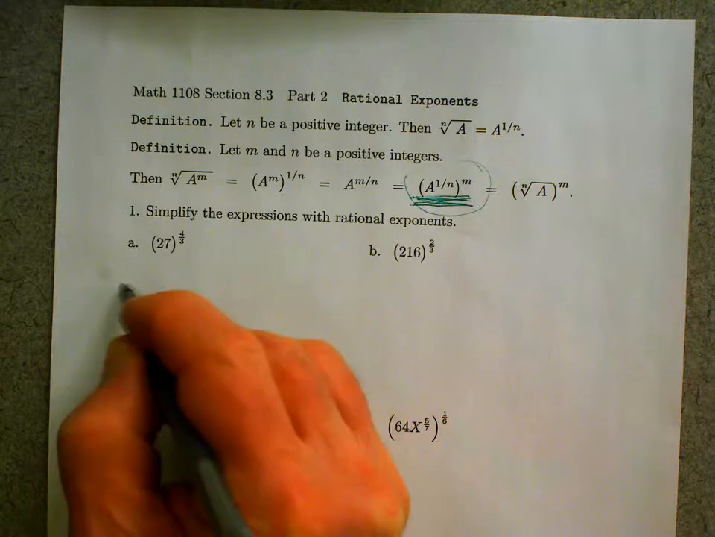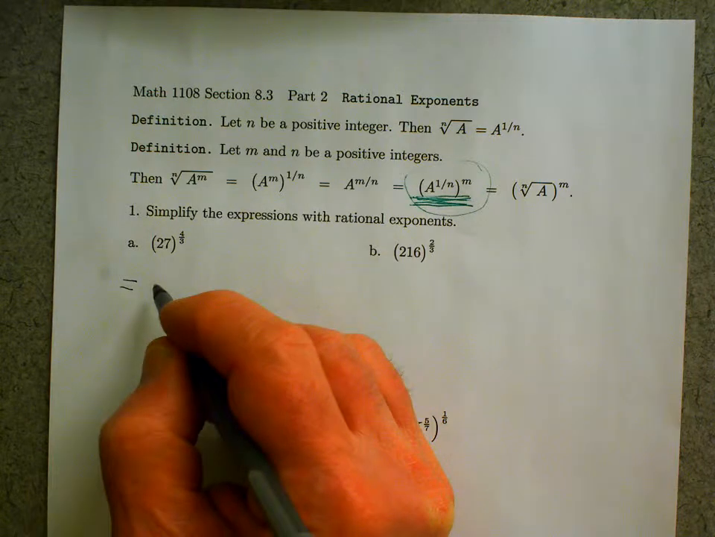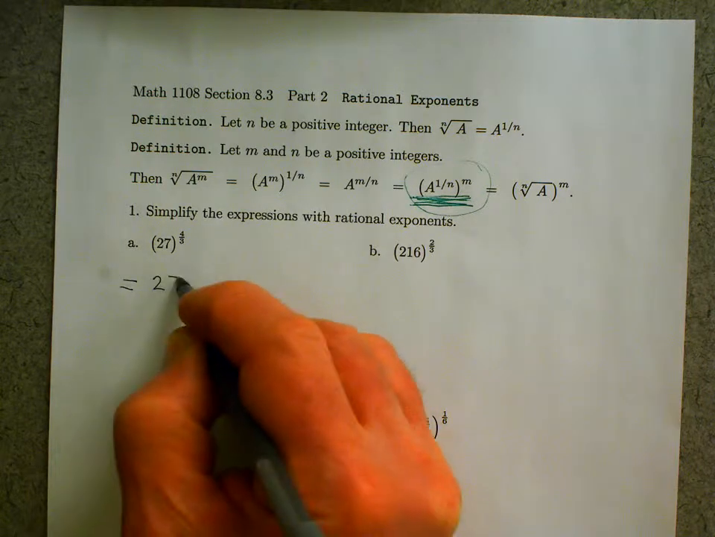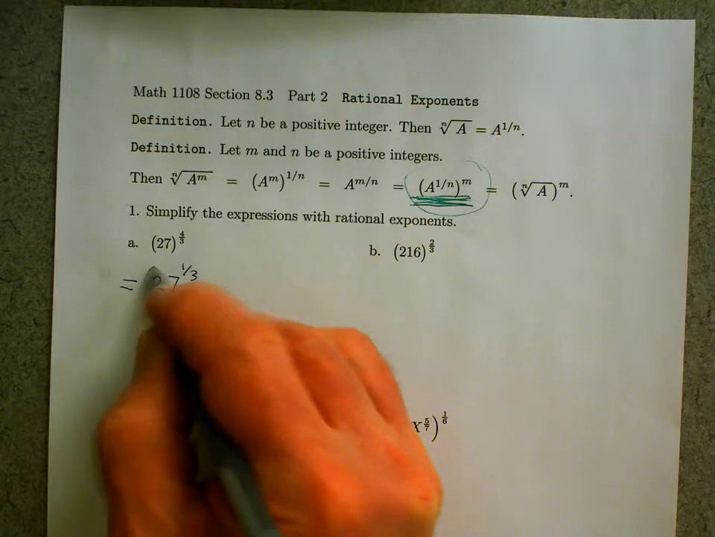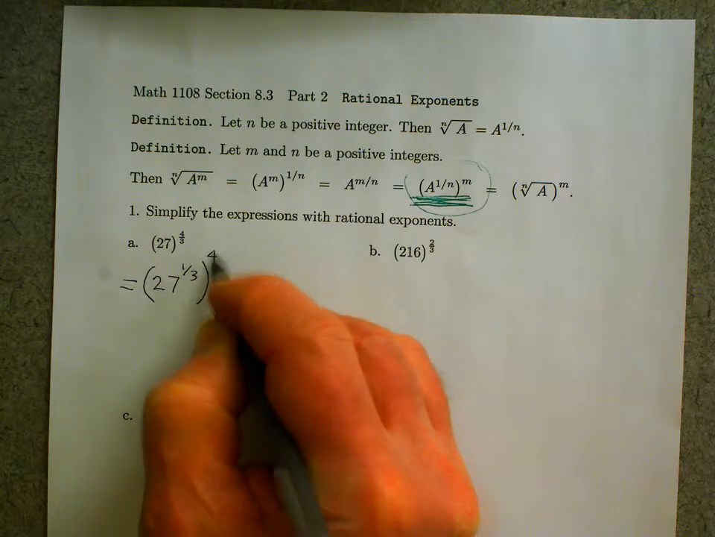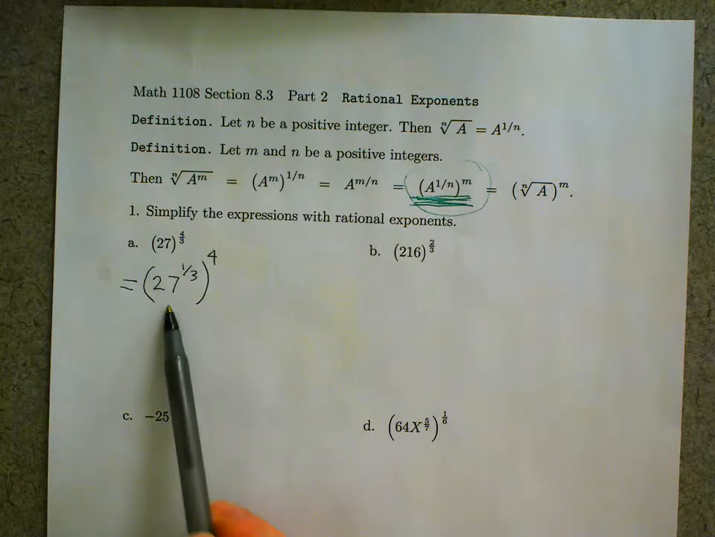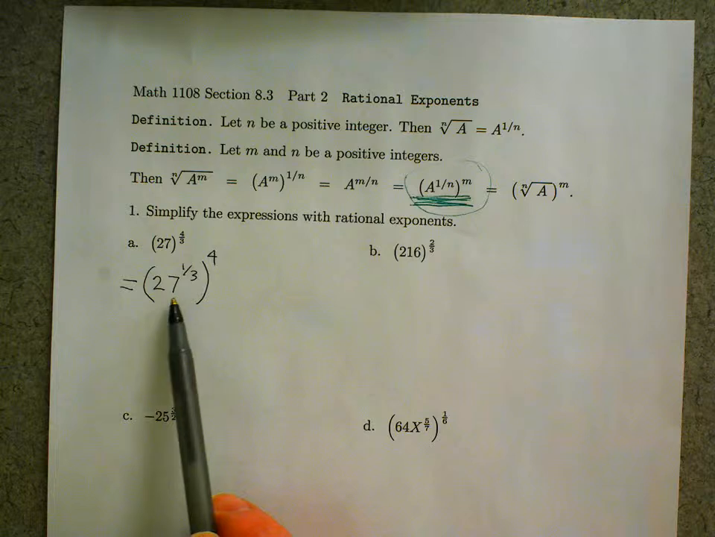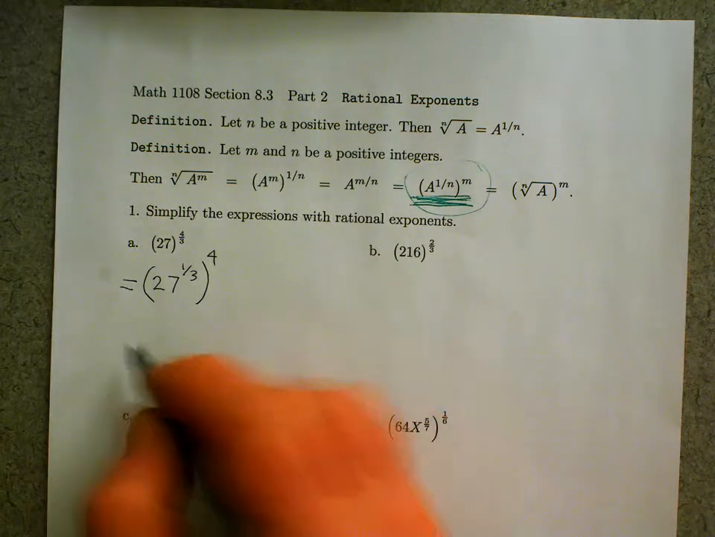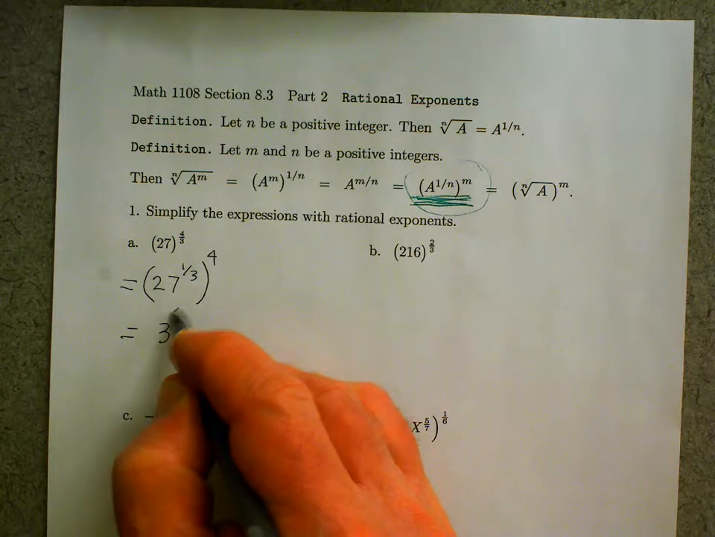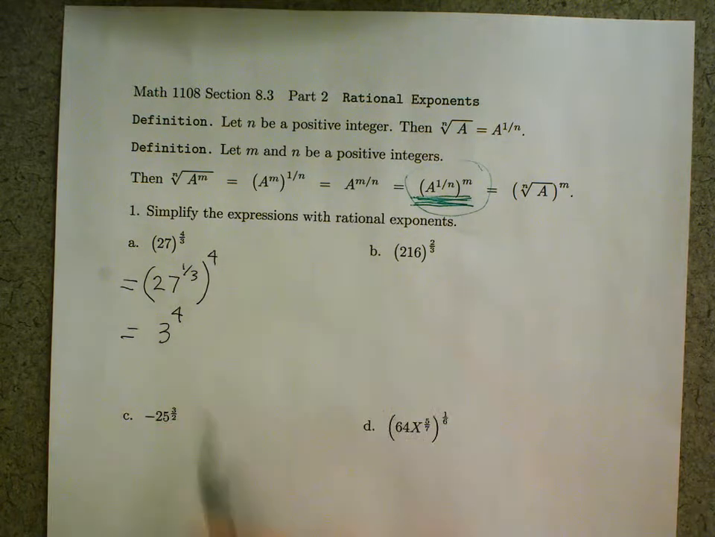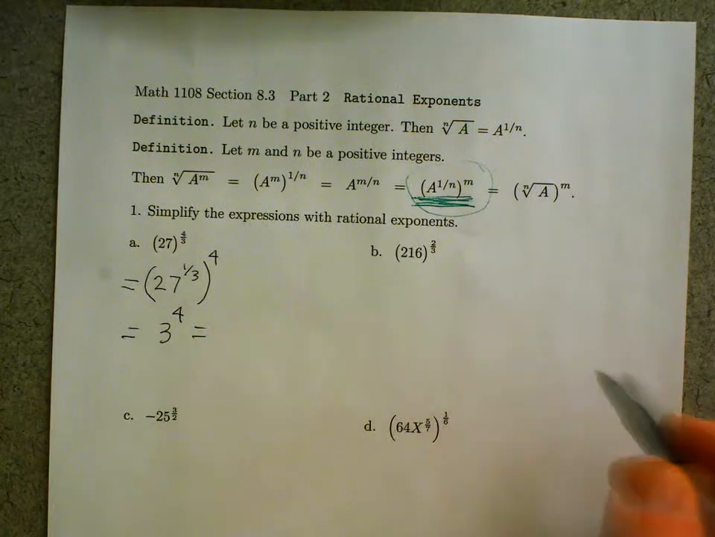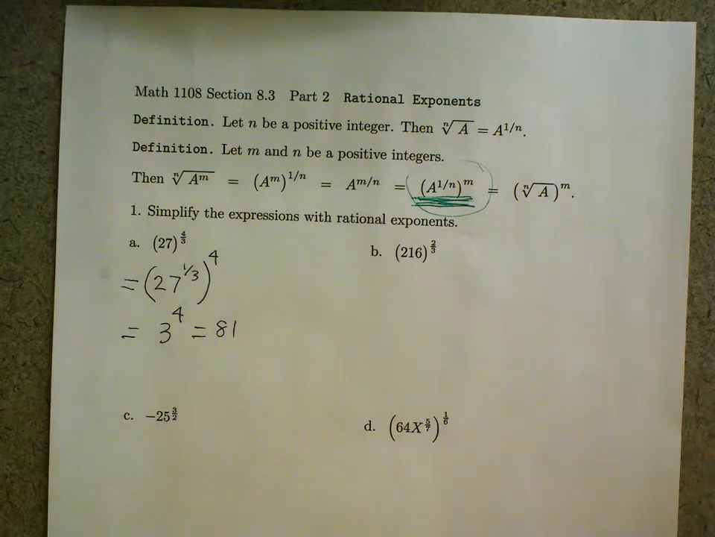So for convenience, we can write it as 27 to the 1/3 to the 4th. 27 to the 1/3, that's the 3rd root of 27. And the 3rd root of 27 is 3. So this becomes 3 to the 4th. And then 3 to the 4th is 81. 3 to the 4th is 3 times 3 times 3 times 3, which is 81.